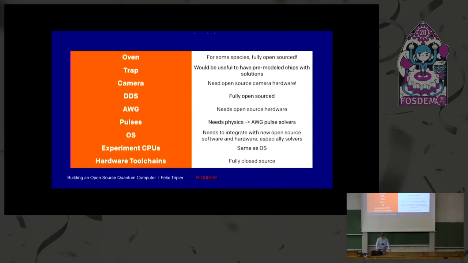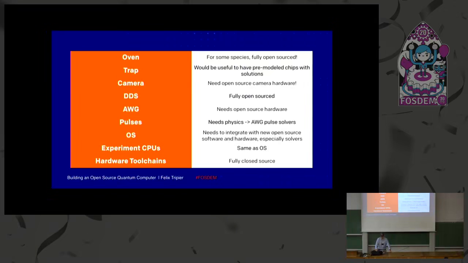For DDS, this is fully open sourced and looks very high quality. For the AWG, we have no open source AWG. Mostly we can do what we need with DDS, so this isn't that bad, but it would be nice to get full entangling gates. For pulses, I'd say the state of physics software, open source for trapped ion, is a little bleak. There's not that much out there, and physics is probably the biggest limiting capacity for people who actually want to go out and make their own quantum computer.